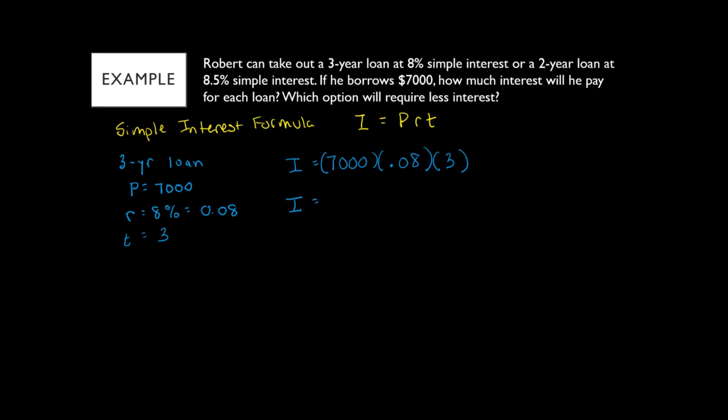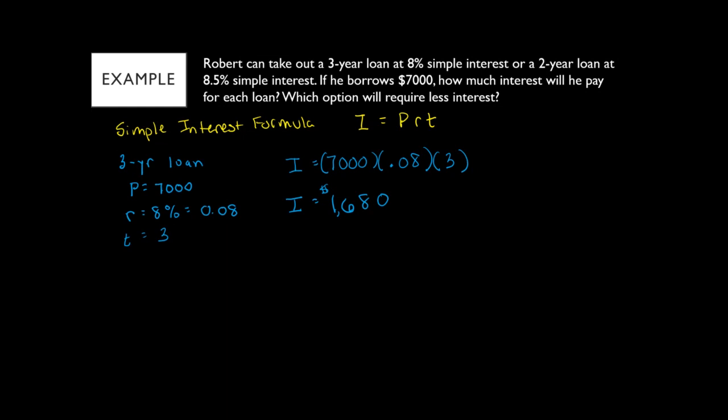A calculator is necessary here. If you can do this in your head, I am very impressed, because I'm pulling out a calculator. So we get $1,680. I'm making sure I include my units there. This is the amount of interest you'll be charged over the 3 years for that particular loan.